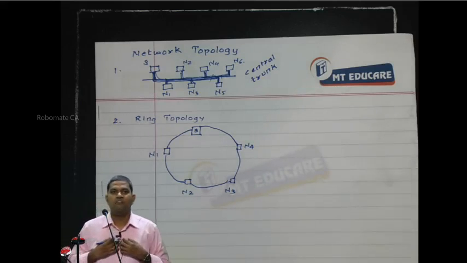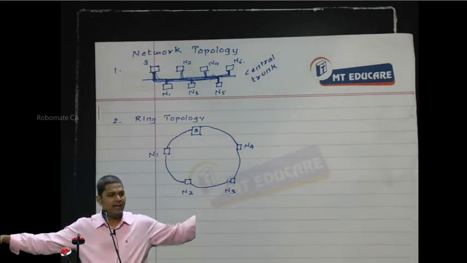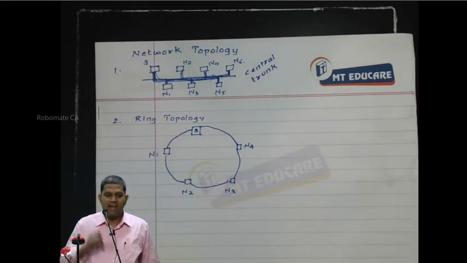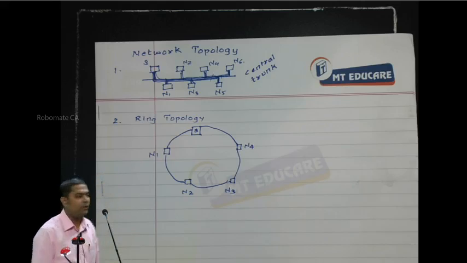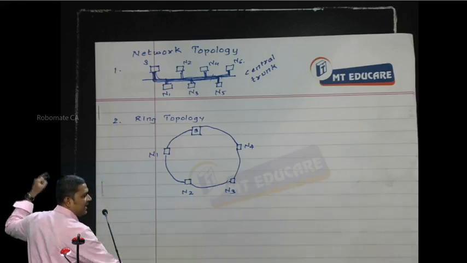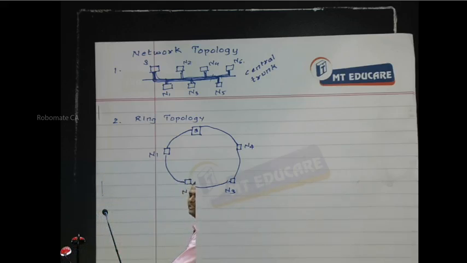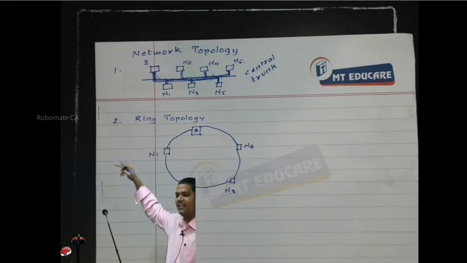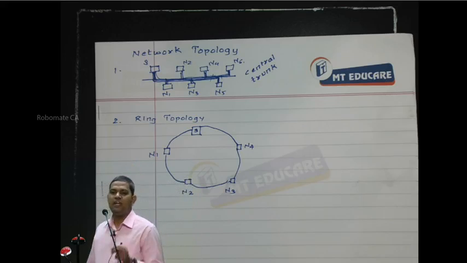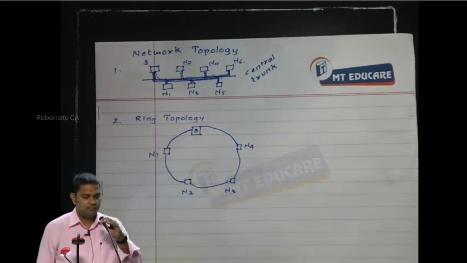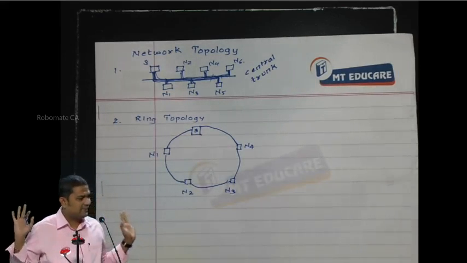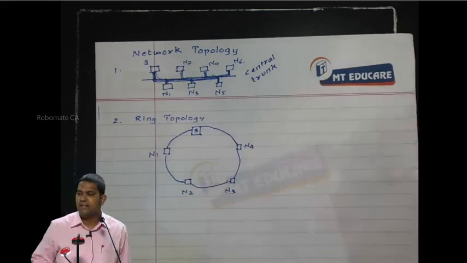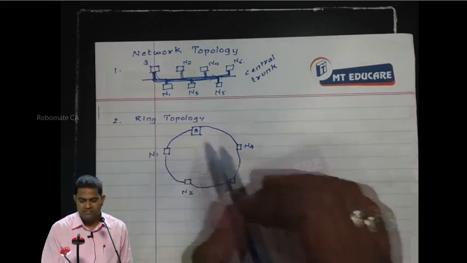Means the server will be knowing the address of N1 and N4. N1 will be knowing here there is server, here there is N2. N2 will be knowing here there is N1, here there is N3. N3 will be knowing here there is N2, here there is N4. And N4 will be knowing here there is N3 and here there is server. So each and every node along with the server knows the address of its adjacent nodes. That's it. Server doesn't know where N3 is. It just knows where is N1, where is N4.